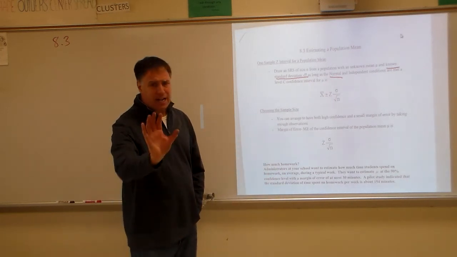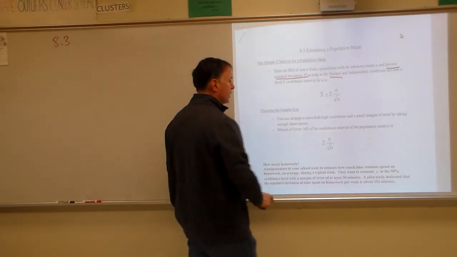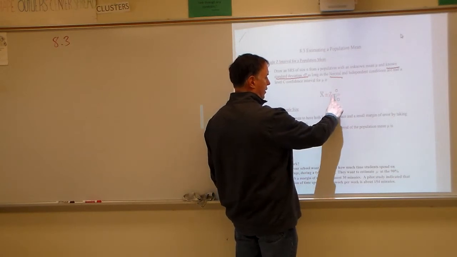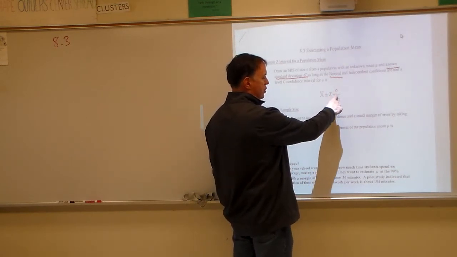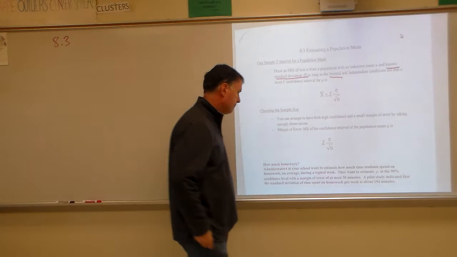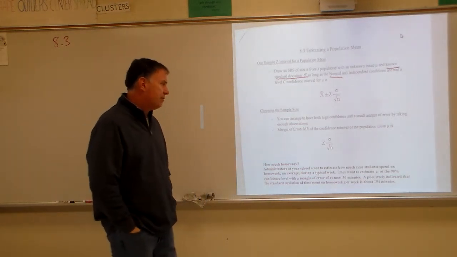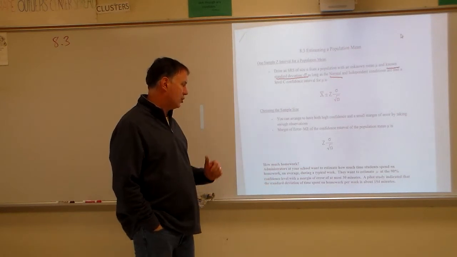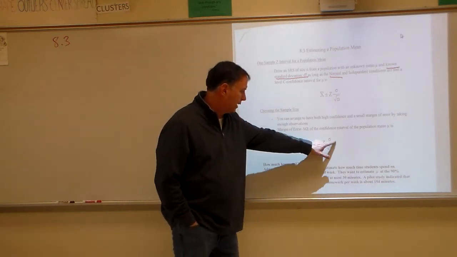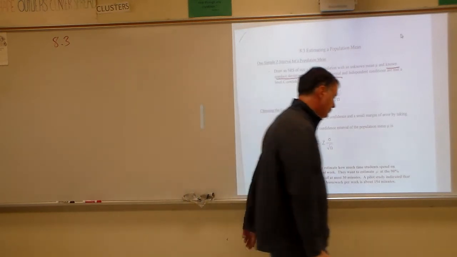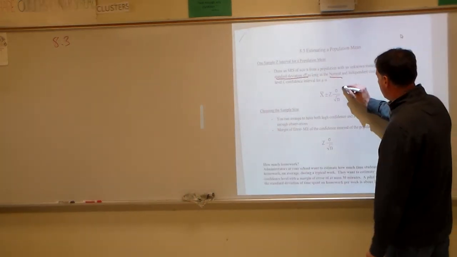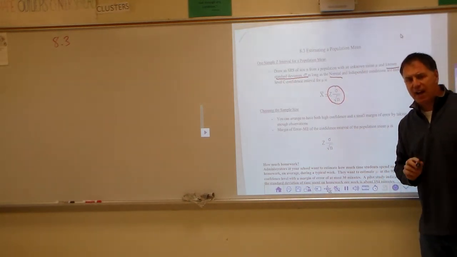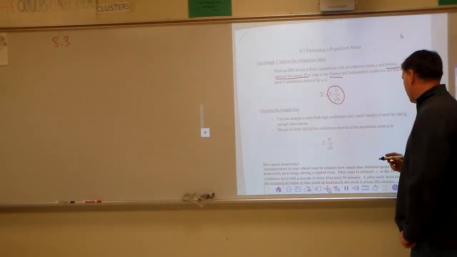Okay? So here's your basic formula. X bar, which is your sample mean, plus or minus the critical value times the standard deviation divided by the square root of the sample size. You can arrange to have both high confidence and a small margin of error by taking enough observations. Your margin of error, don't forget. This whole thing is the margin of error. Everything after the plus or minus is your margin of error.